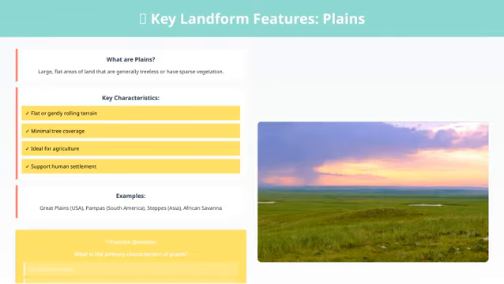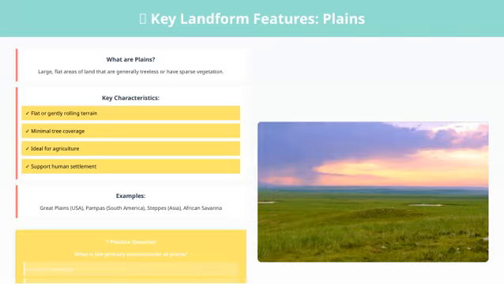When we talk about plains, we're referring to large, flat areas of land that often stretch for miles. These regions are usually treeless or have very sparse vegetation, which makes them quite distinct from other landforms. The key characteristics of plains include their flat or gently rolling terrain, which provides a smooth landscape. Because of their open and unobstructed nature, plains are ideal for agriculture. Farming becomes much easier without steep slopes or dense forests blocking the way.